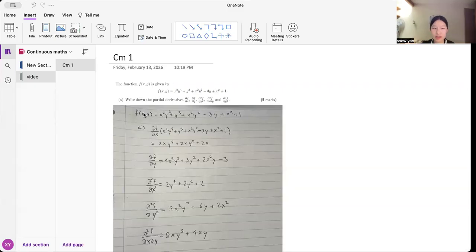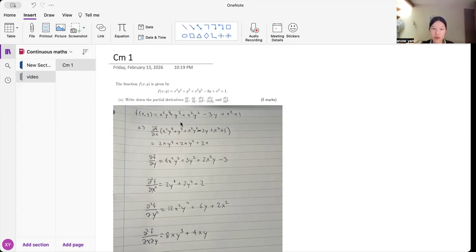Okay, so today's continuous math question is the following. The function f(x,y) is given by this equation, where we have x squared y to the fourth, plus y cubed, plus x squared y squared, minus 3y plus x squared plus 1. And we're asked to write down the partial derivatives of the following: with respect to x, with respect to y, with respect to x squared, xy, and y squared.